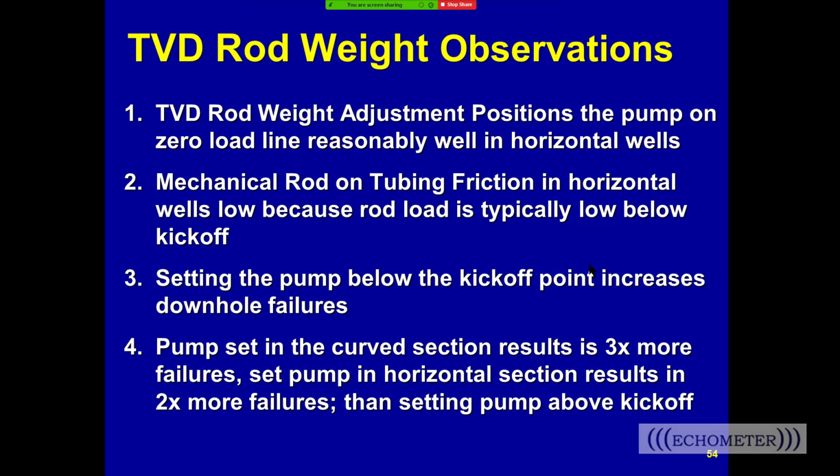We've talked about the true vertical weight of the rod string. You need to make an adjustment for that. If you set your pump below the kickoff point, you tend to have a higher failure rate. The experience has shown that it's 3 times more in the curved section of the well. It's 2 times more in the horizontal section of the well. If you want, I can send you the reference for that. If you email me, I'll send you the reference for that.